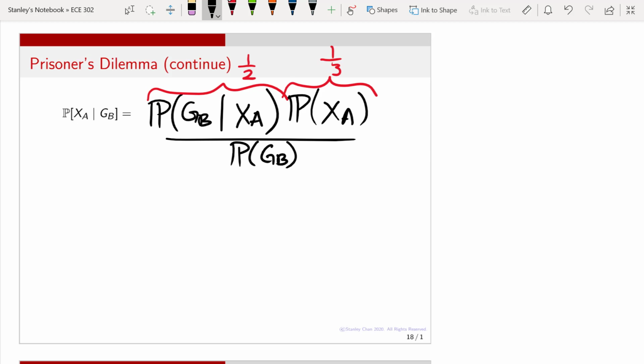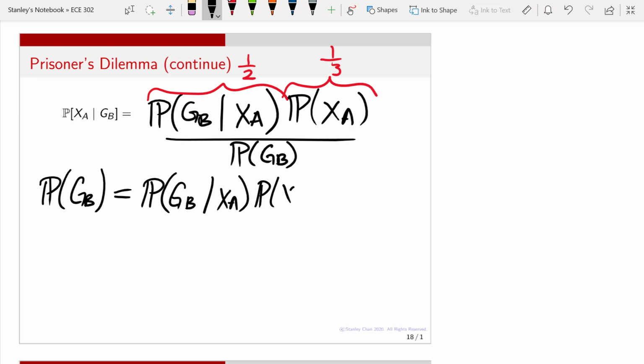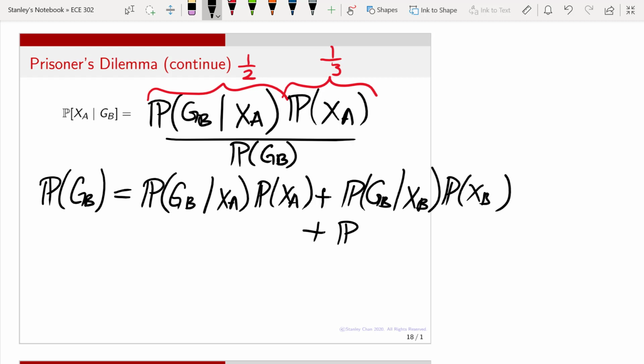Now, what about this probability? This is the unconditioned probability of G_B, but we do know how to calculate it, because the probability of G_B is the probability of G_B given X_A times the probability of X_A, plus the probability of G_B given X_B times the probability of X_B, plus the probability of G_B given X_C times the probability of X_C. This is the law of total probability. And so now let's plug in the numbers.